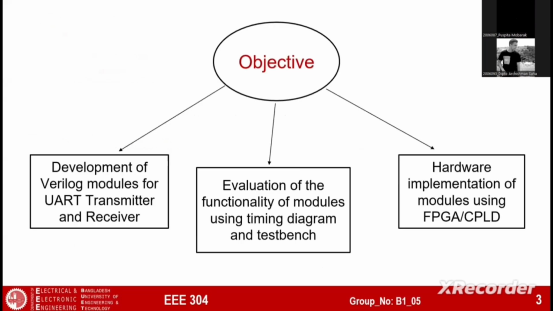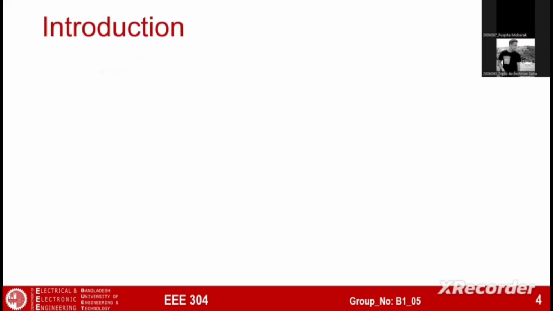Firstly, our objectives. Our objective is to develop Verilog modules for UART transmitter and receiver and evaluate the functionality of the modules using timing diagram and test bench. Furthermore, we want to apply our modules in hardware using FPGA or CPLD. Let us have a brief introduction.